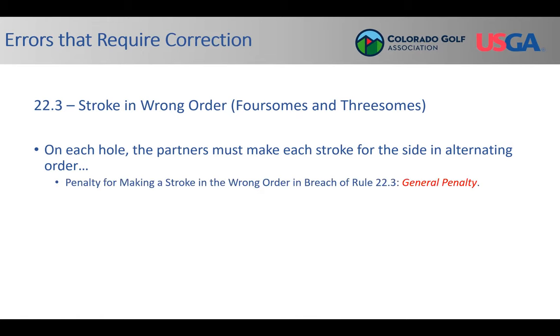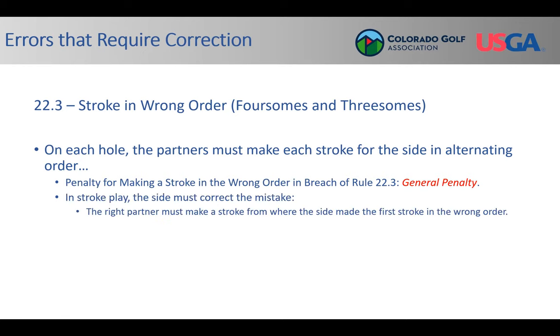If for some reason we make a stroke in the wrong order, we're going to get a general penalty. So again, if this is foursomes match play or threesomes match play, we just lost the hole. We're going to move on. But if it's foursome stroke play or threesome stroke play, we're going to apply the general penalty.